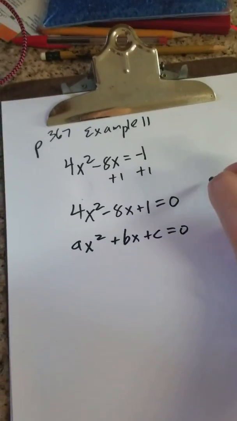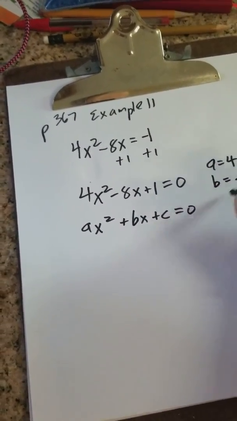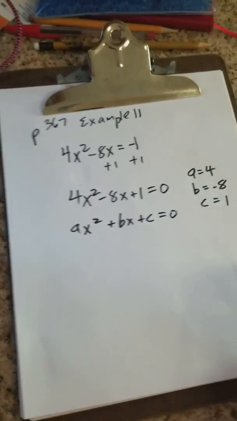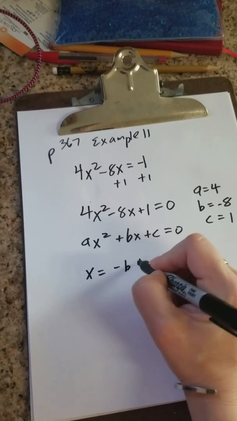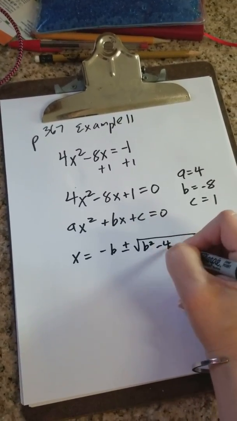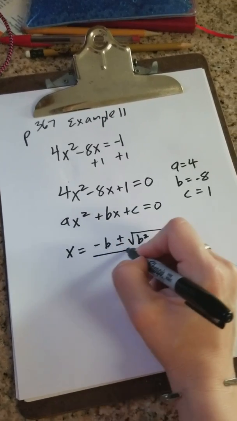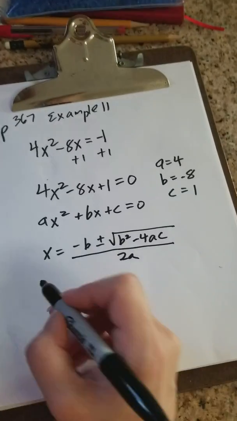So looking at that, our a would be 4, our b would be negative 8, and our c would be positive 1. The quadratic formula is negative b plus or minus the square root of b squared minus 4ac. Every bit of that needs to be over 2a. Okay, and then let's walk through this.